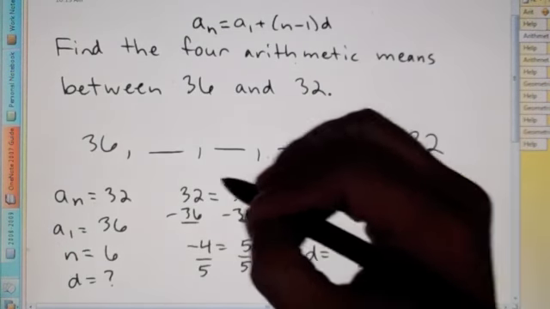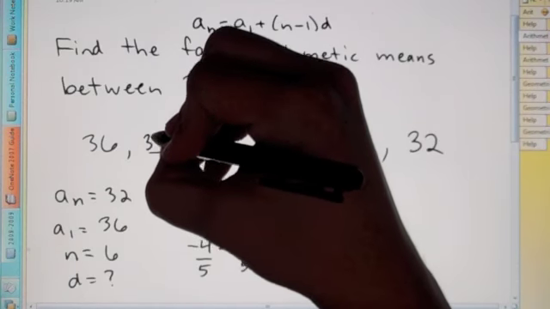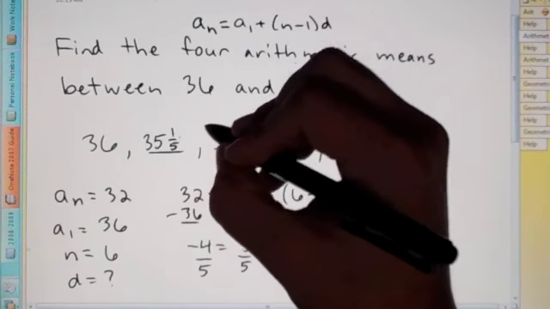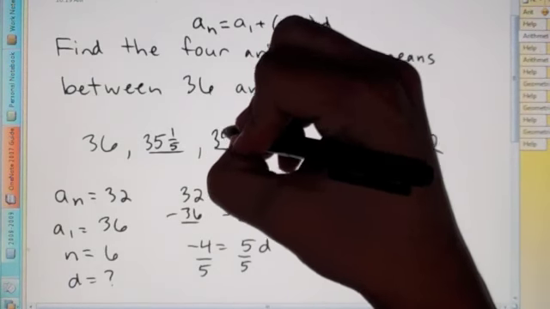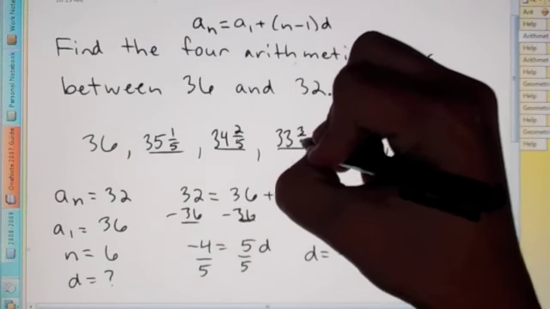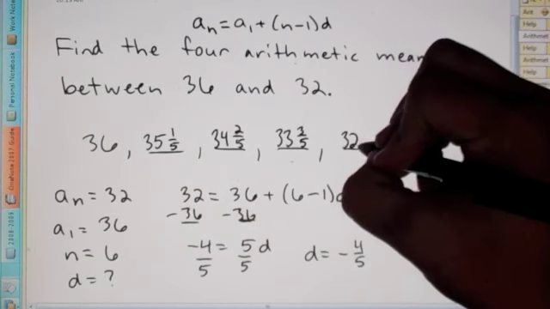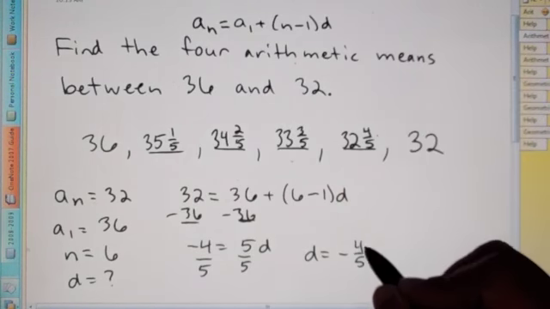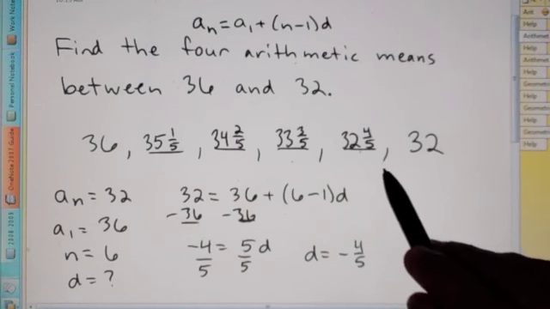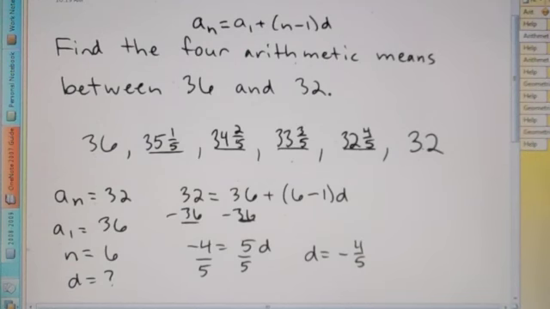So 36 minus 4/5 is 35 and 1/5. Minus 4/5 would be 34 and 2/5. 33 and 3/5. 32 and 4/5, which makes sense. Always make sure the last one is correct as well. If I subtract 4/5 from 32 and 4/5, I get 32. So we know that this works, okay?